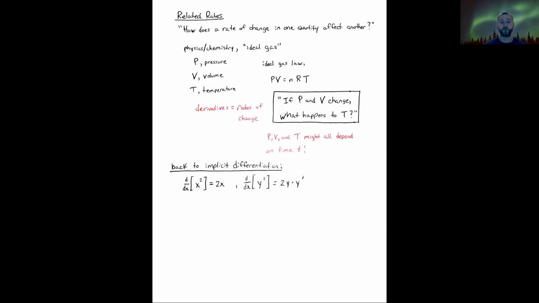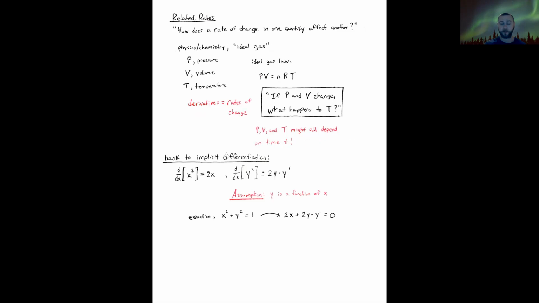All right, so before we get into how related rates problems work or what they look like, let's go back to the starting place, which is implicit differentiation. So we have two examples here, which we covered earlier. The derivative of x squared with respect to x is 2x, but the derivative of y squared with respect to x is 2y times y prime. That y prime term is there because we assume y is a function of x, and we apply the chain rule.